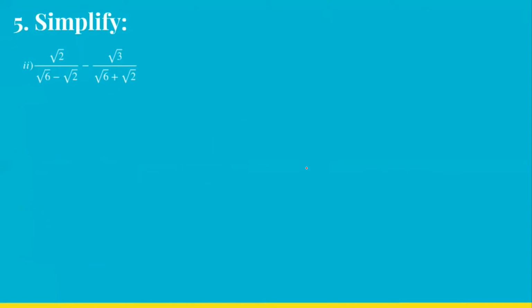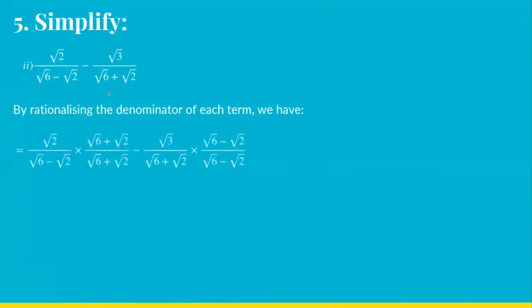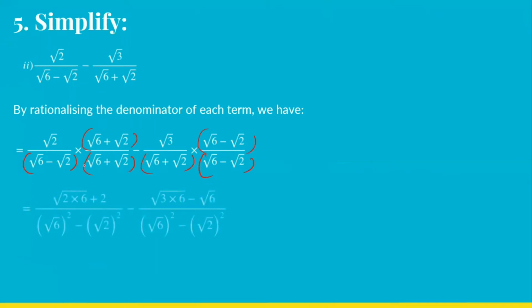Again, we'll be rationalizing each part, so simultaneously we are going to rationalize. The rationalizing factor of root 6 minus root 2 is root 6 plus root 2. Let us multiply numerator and denominator by that. Here, for root 6 plus root 2, the rationalizing factor is root 6 minus root 2. So root 2 into root 6 is going to be root 12, and root 2 into root 2 is 2. In the denominator, you have root 6 square minus root 2 square.